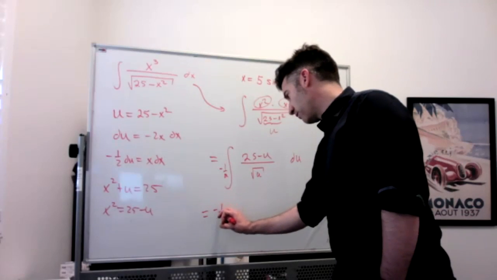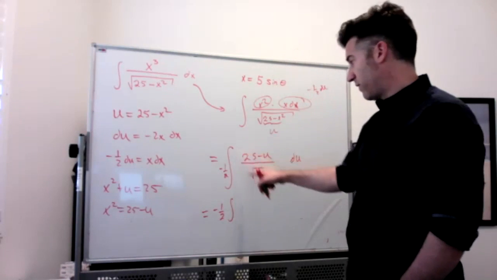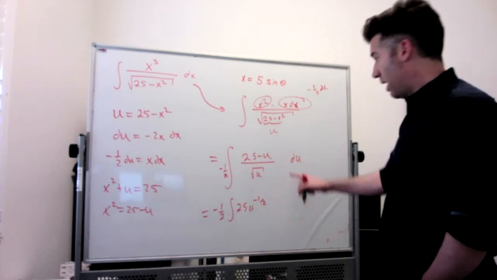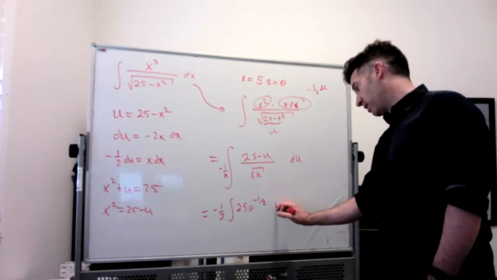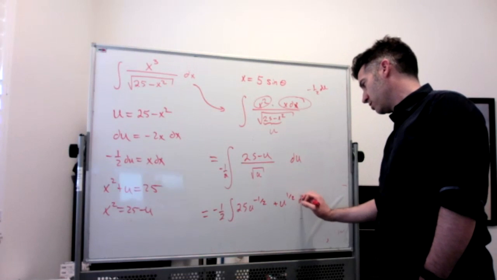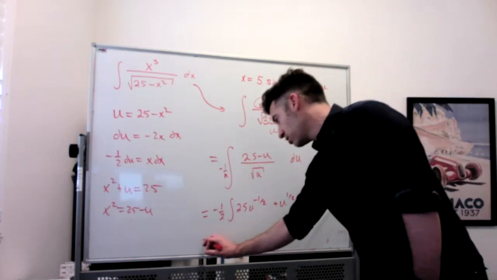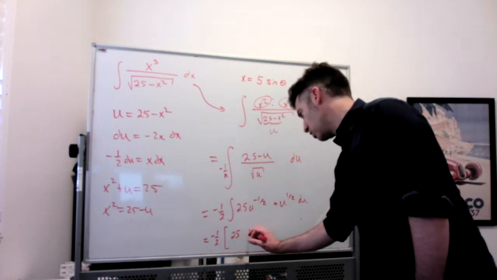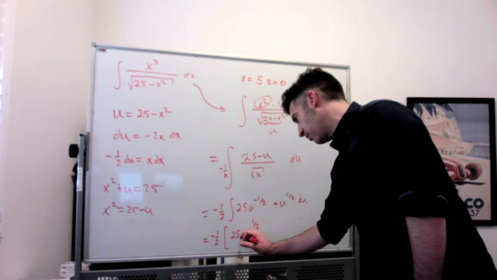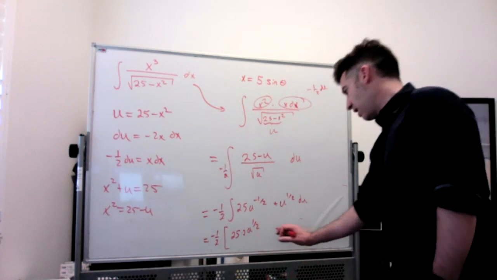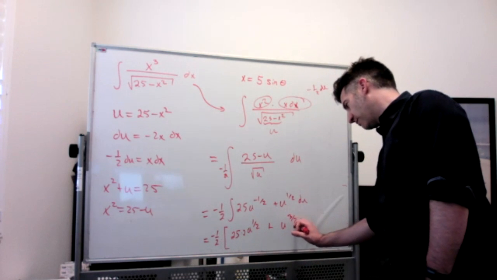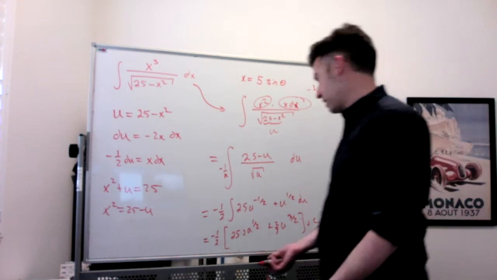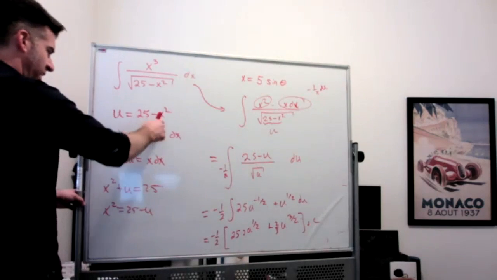So this is going to be negative 1/2. 25 over the square root of u is 25 times u to the negative 1/2. And u divided by the square root of u is u to the positive 1/2. Then we anti-differentiate. We get -1/2 times 25 u to the 1/2 divided by 1/2 is multiplying by 2. And then u to the 3/2 dividing by 3/2 is multiplying by 2/3. And then we just plug back in that u is equal to 25 minus x squared.